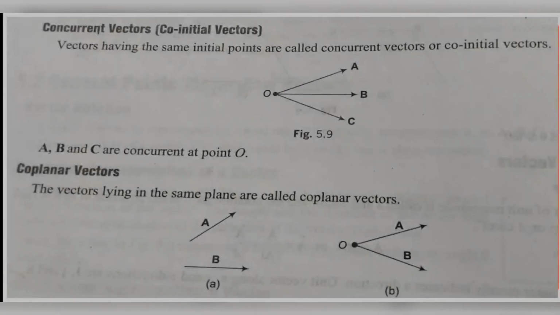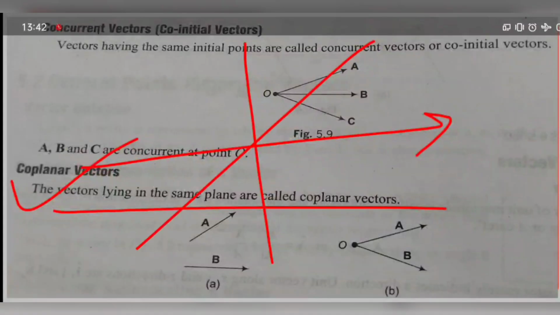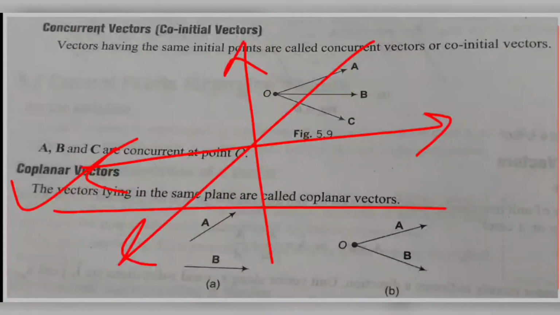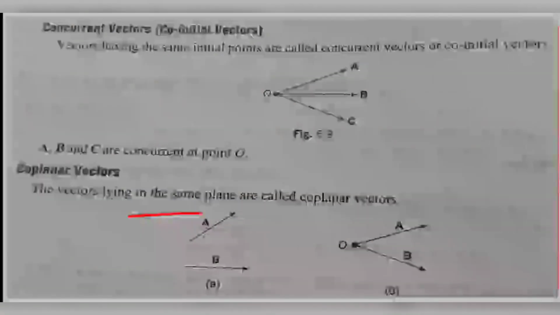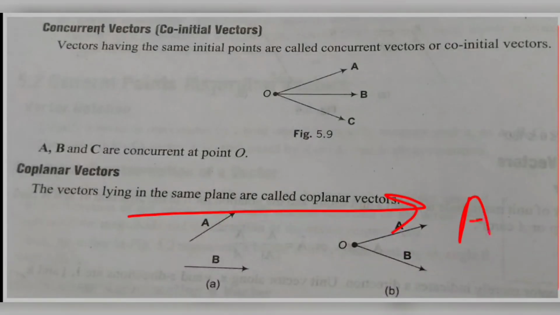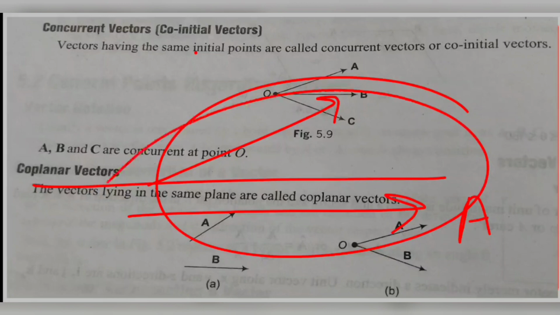Now we have another, the coplanar vector. A coplanar vector is a vector lying on the same plane. We know that we have two or three planes, x, y and z. So the vectors are in the same plane. If this is a vector A and this is a vector B, then they are all in the same plane, not in another plane. If they are in the same plane, then it is said to be a coplanar vector.